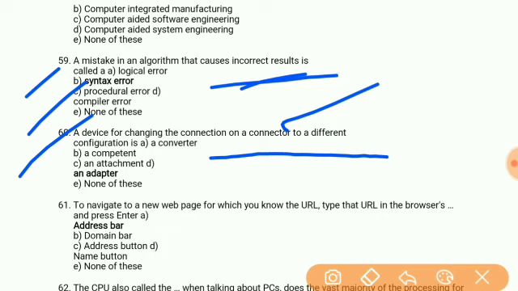Converter is what? Answer is an adapter. Okay, a device for changing the connection on a connector to a different configuration is an adapter. Different configuration, that is why it changes the connection. That is an adapter.